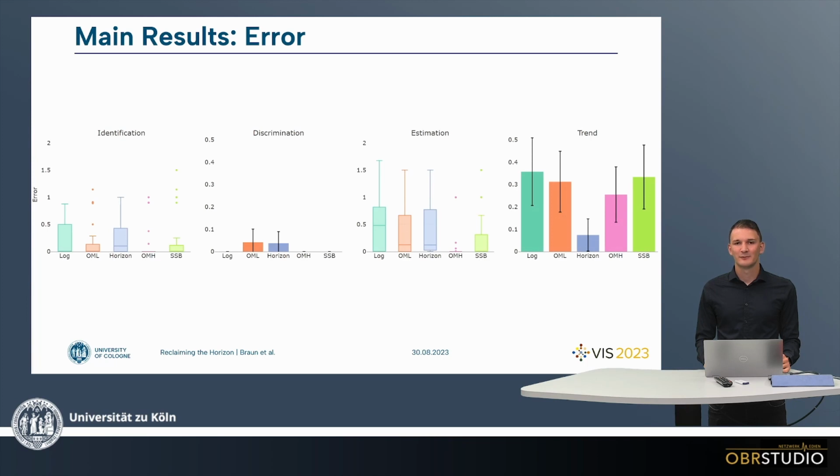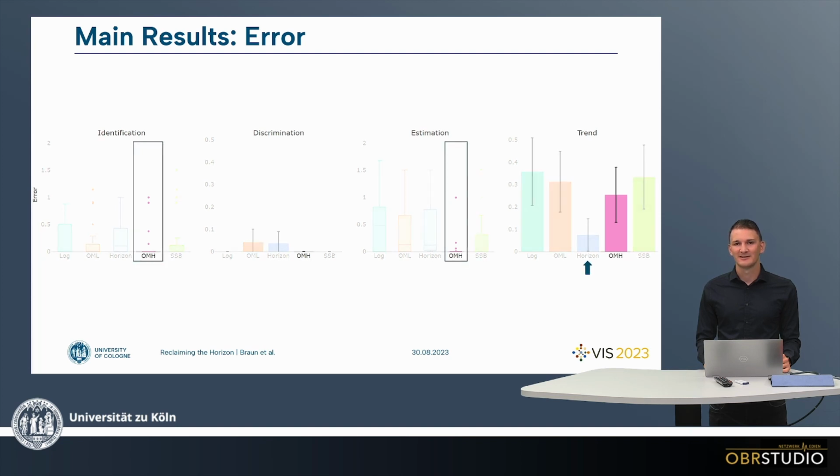For the main results, we first have a look at the error rates per task. Comparing our two new approaches, the order of magnitude horizon graph performs better. For identification, discrimination, and estimation, OMH outperforms all other designs with very few errors in total. Statistically significant is this improvement of OMH in the identification task compared to the log line chart and the standard horizon graph, and in the estimation task compared to all other designs. Only for trend detection, the standard horizon graph has a lower error rate.